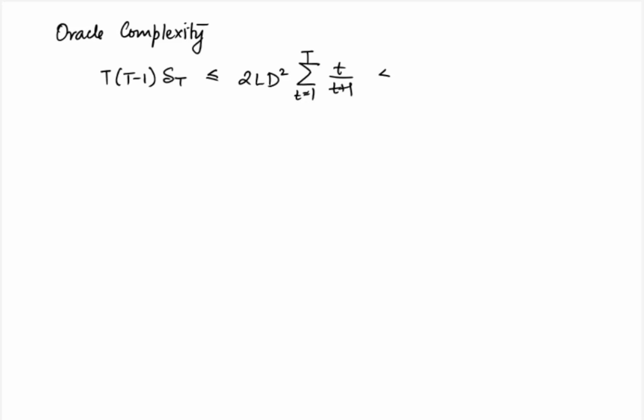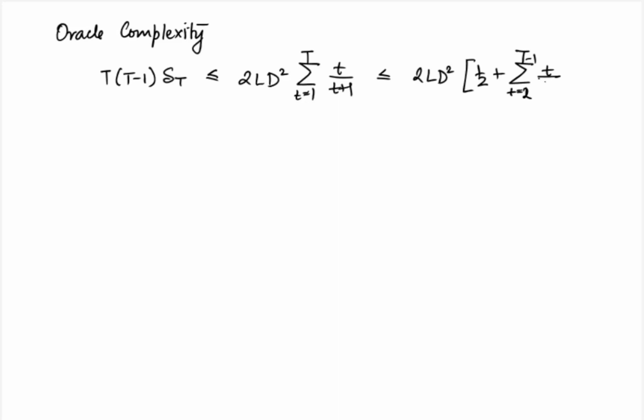Now we are ready to get the final oracle complexity result. So far we have the result that T into T minus 1 into delta T is less than or equal to 2LD square summation over t equal to 1 to T minus 1 of t by t plus 1. Now we have a bound on delta T which we can simplify so that it looks better. Let us take the first term so that the right hand side is less than or equal to 2LD square half plus summation over t equal to 2 to T minus 1 of t by t plus 1.